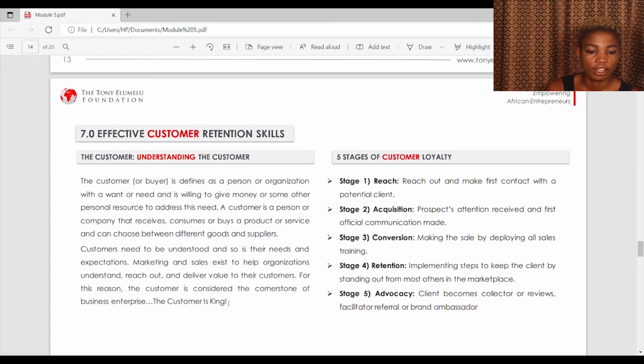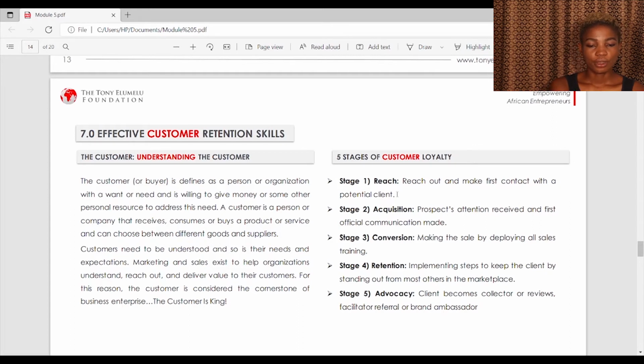Now, five stages of customer loyalty. Reach out and make first contact with your potential customer. The first stage is you reaching out, letting your customer know that, okay, I have this product, this is the product we sell, and this is what we have.